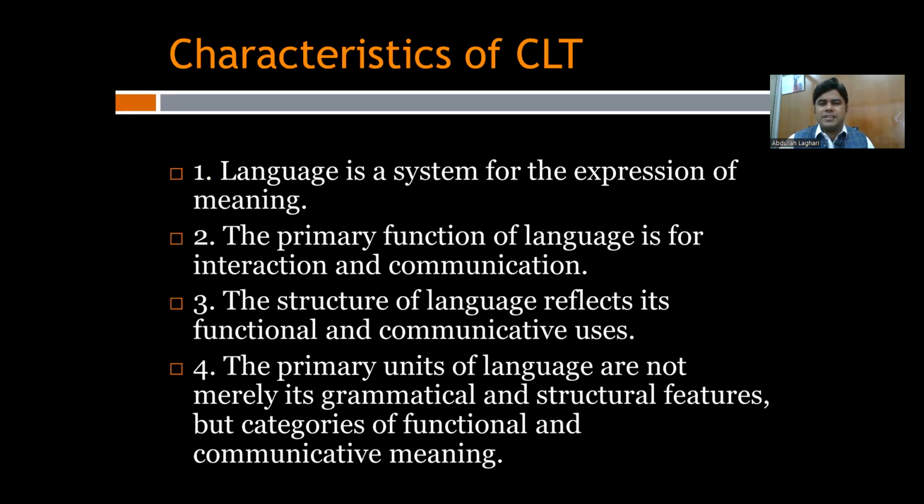The characteristics of CLT. Number 1 is that language is a system for the expression of meaning. The primary function of language is for interaction and communication. The structure of language reflects its function and communicative uses. The primary units of language are not merely its grammatical and structural features, but categories of functional and communicative meaning.